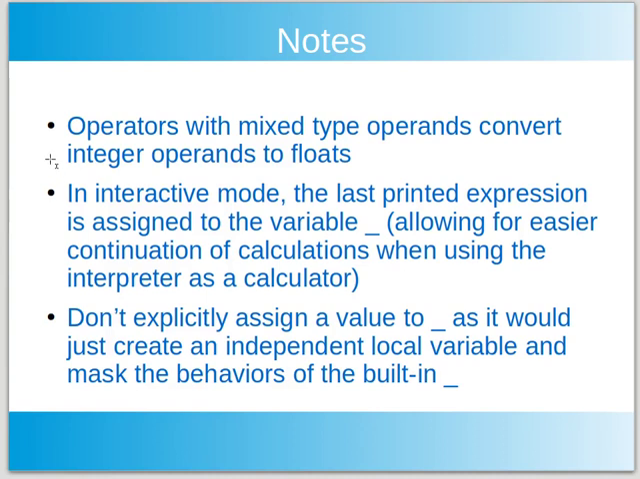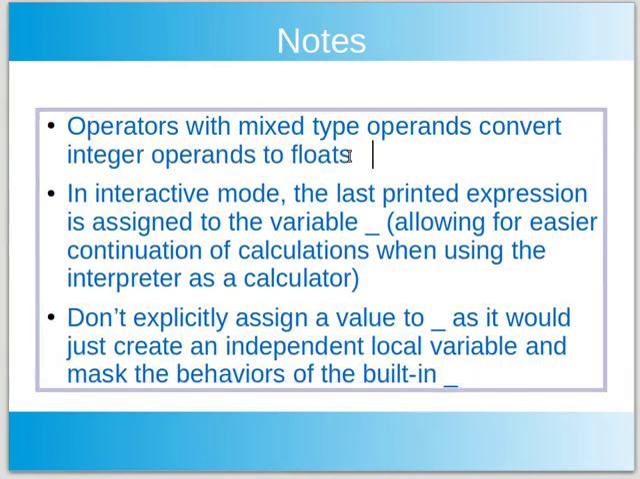Notes. Operators with mixed type operands convert integer operands to floats. So if I were to add, for instance, 10 plus 1.1, then the whole result would turn into a float. So it would be 11.1. And the same thing if you have like 20 integers and one float. If there's a single float, you're going to still end up with a float afterwards.